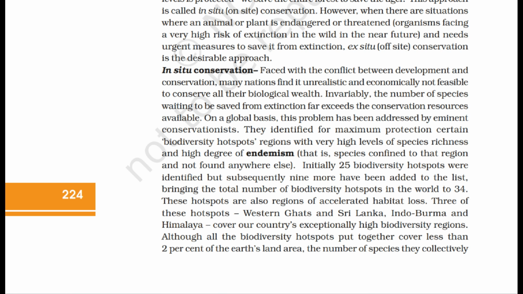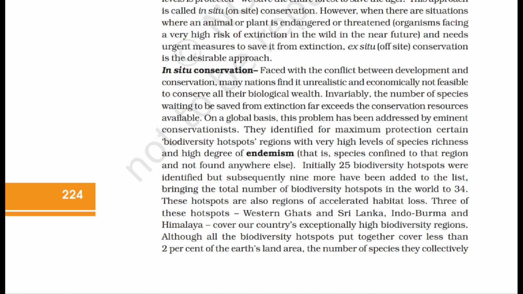Initially 25 biodiversity hotspots were identified, but subsequently 9 more have been added to the list, bringing the total number of biodiversity hotspots in the world to 34. These hotspots are also regions of accelerated habitat loss. 3 of these hotspots, Western Ghats and Sri Lanka, Indo-Burma and Himalaya, cover our country's exceptionally high biodiversity regions.